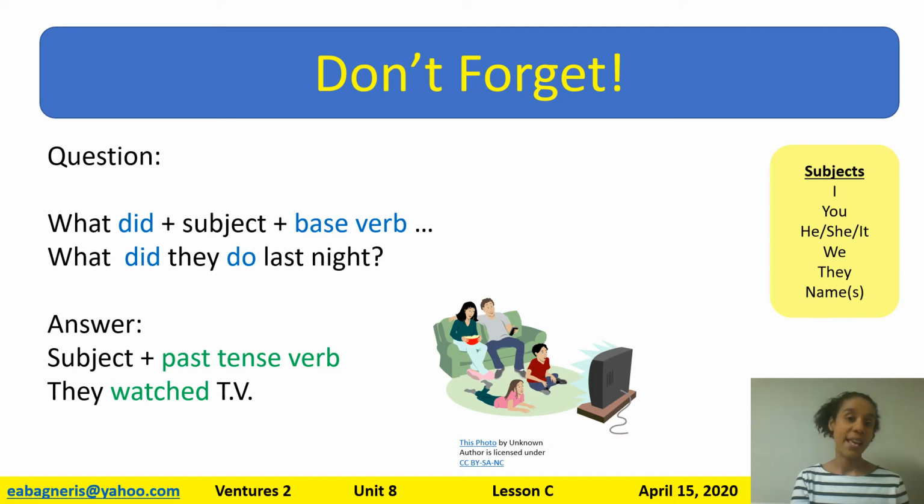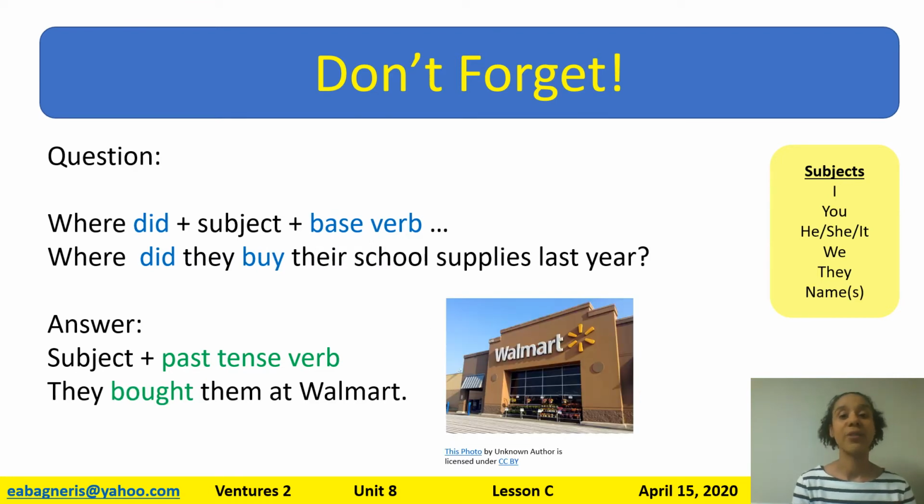And then the way I answer it, subject, and I'm going to give you my past tense verb. They watched TV. So did is doing the work to tell me past tense in the question. And the answer, I'm going to use my past tense verb. What did they do last night? They watched TV, an activity. Now let's look at a where question.